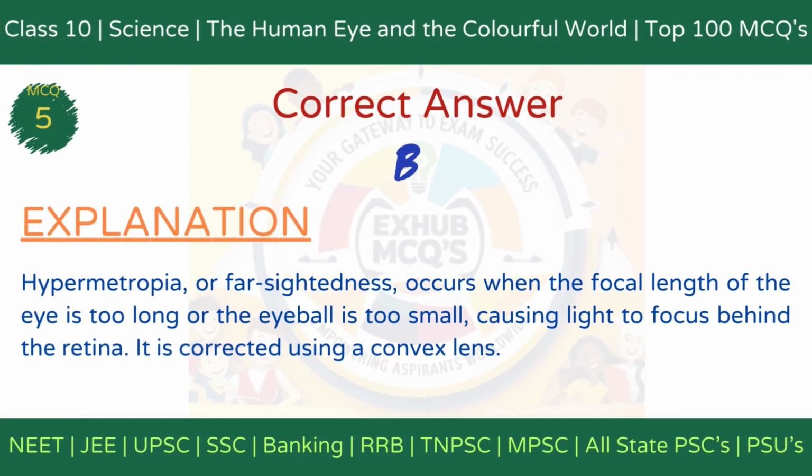The correct answer is option B, hypermetropia. Explanation. Hypermetropia, or farsightedness, occurs when light focuses behind the retina, making nearby objects appear blurry. This is corrected using a convex lens.